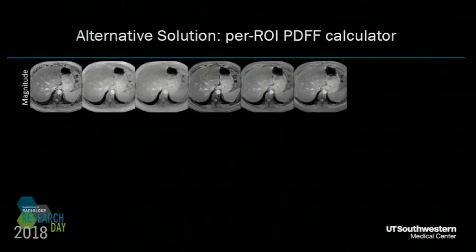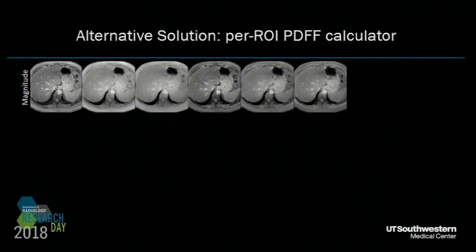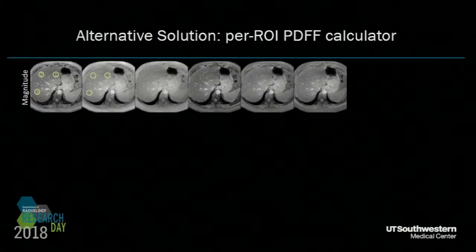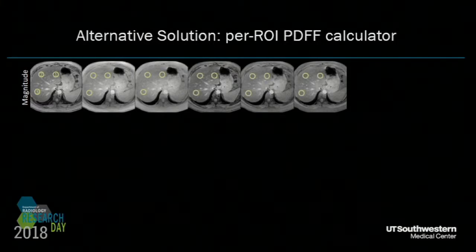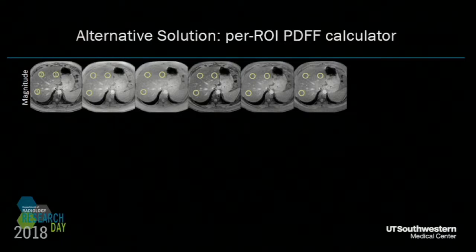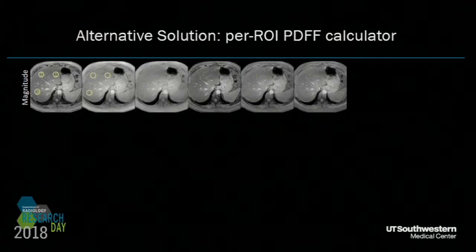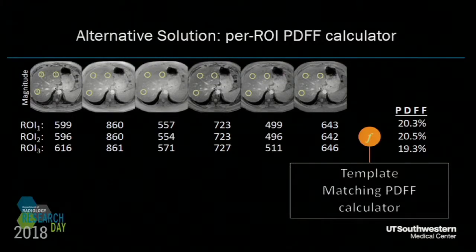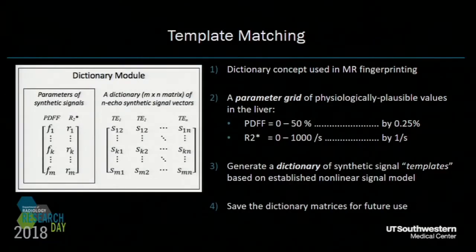Hence, we propose an alternative solution, a per ROI PDFF calculator. So this solution involves two components. One is a radiologist to draw an ROI on the GRE images itself, record it, and use it on an online calculator to generate the PDFF. And a design decision that we made is we made use of this new technique called template matching.